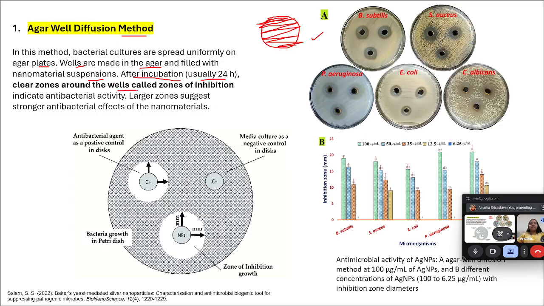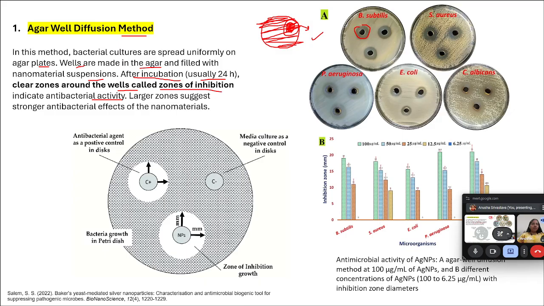Clear zones around the wells called zones of inhibition indicate antibacterial activity. Now in this, you'll carve out this part, suppose. Now this part would be completely, there it will be only your nanoparticle suspension. Now if this particular nanoparticle suspension is capable of inhibiting bacteria, it will make a zone of inhibition. Once this nanoparticle suspension gets leached out, slowly diffused through the agar, it will inhibit the growth of bacteria and you'll find something like this.